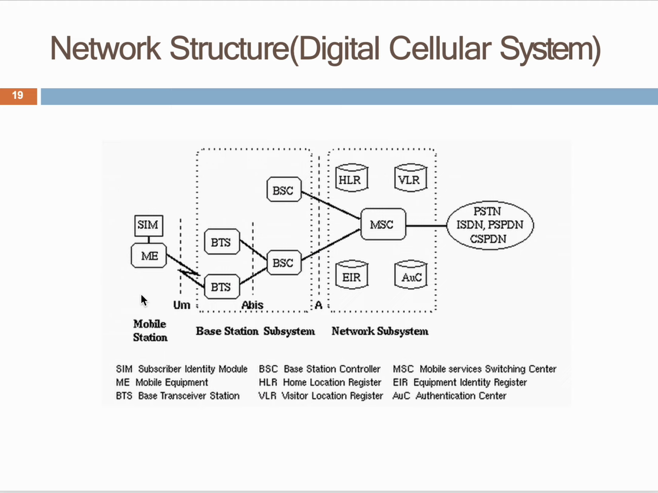Similarly, every mobile unit also has to be identified, because for security purposes the mobile unit information also has to be stored in the master control station. For that reason, we have an equipment identity register, which stores the IMEI number, where the subscriber's information is stored in the master control station. So like this, the network structure of a digital cellular system is laid out.